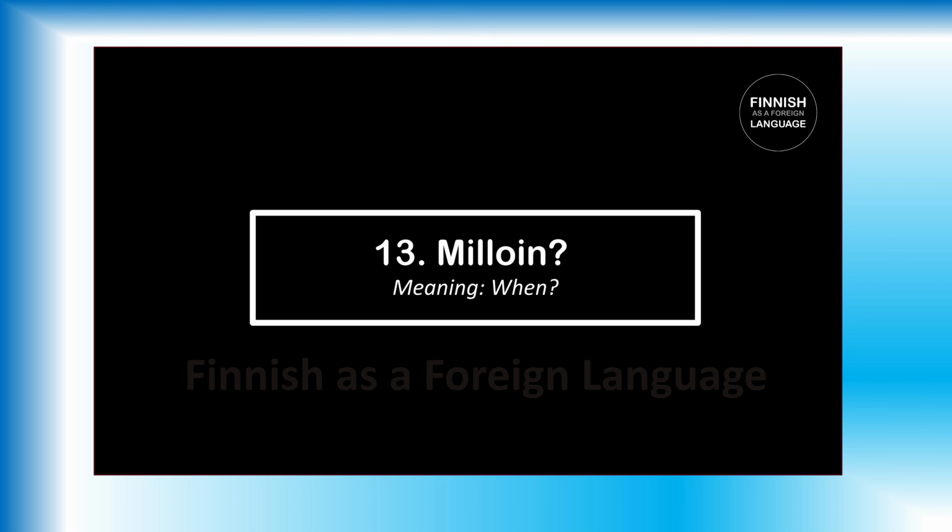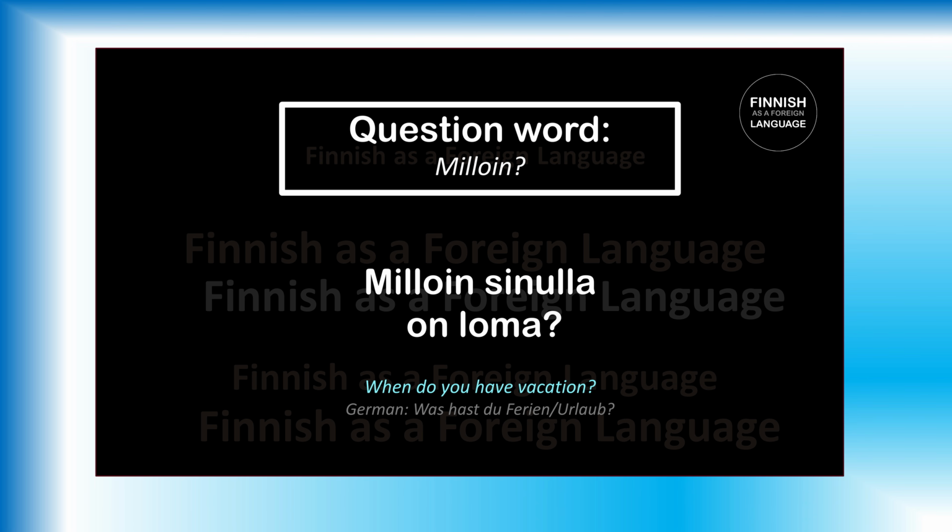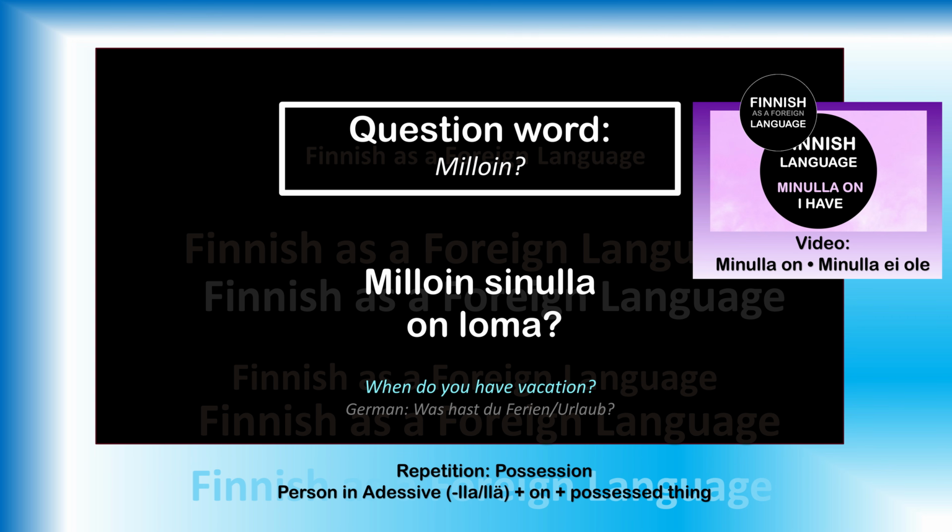Here's our next question word, which is milloin, which means when. Here's our first example. Milloin sinulla on loma means when do you have vacation? So milloin means when, sinulla on loma means you have vacation. So why do we say sinulla on loma here? You might remember possession is always expressed with the structure person in the adessive case plus on plus the thing being possessed. By the way, I also made a full video about this topic. You can watch it after this video. So let's repeat again. Milloin sinulla on loma? When do you have vacation?